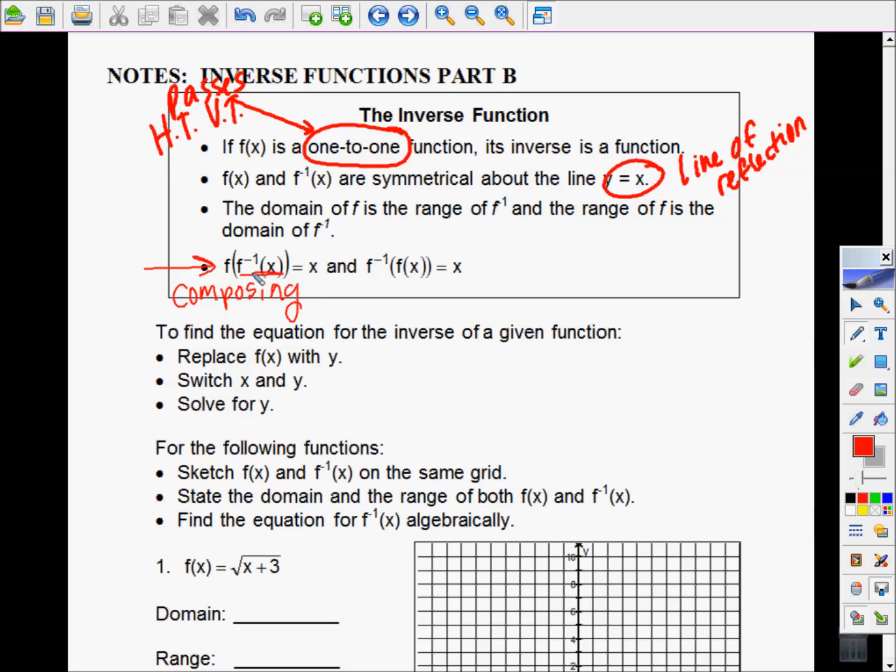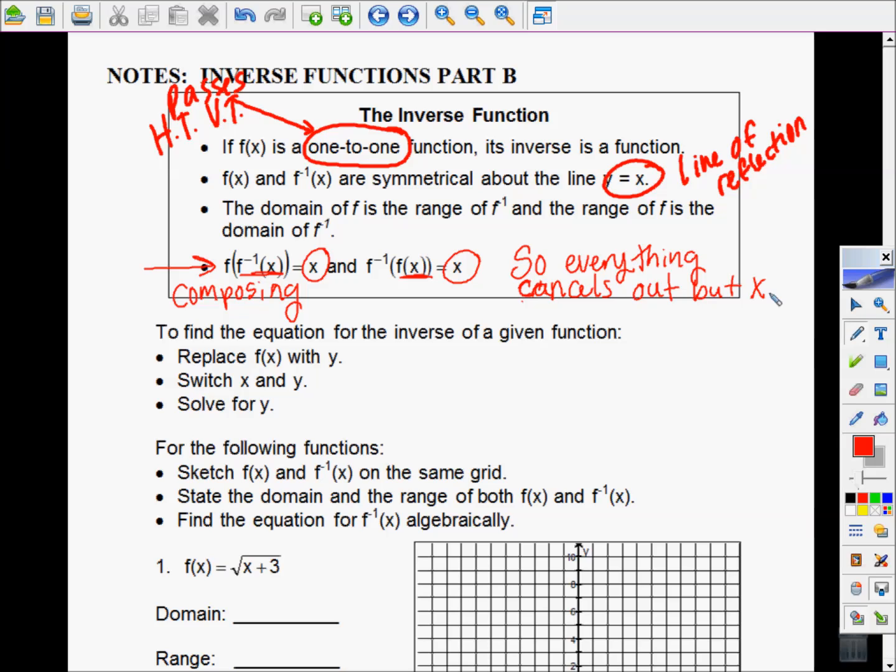Alright, so I compose the original function with the inverse, and my answer should be x. If I compose the inverse with the original function, my answer still should be x. Which means everything cancels out but x. Write it. Okay, so everything will cancel out but an x variable, and that's literally one x variable.